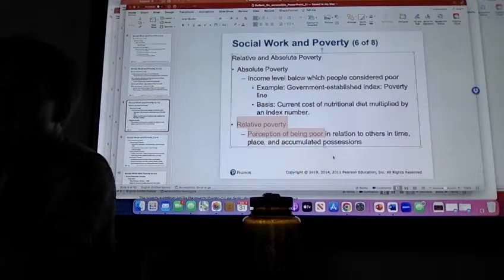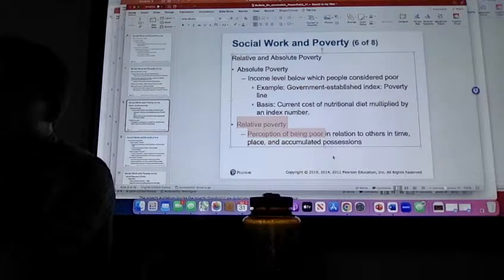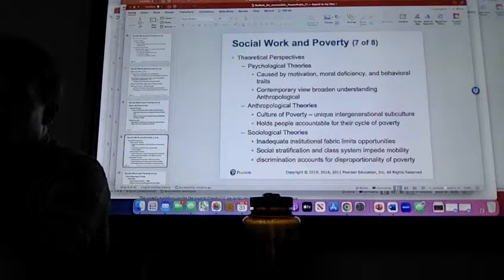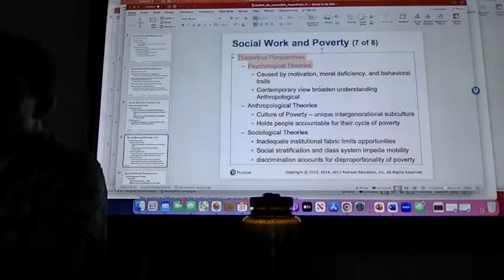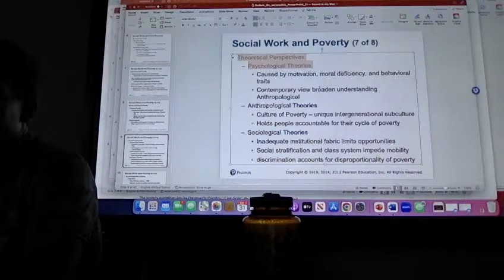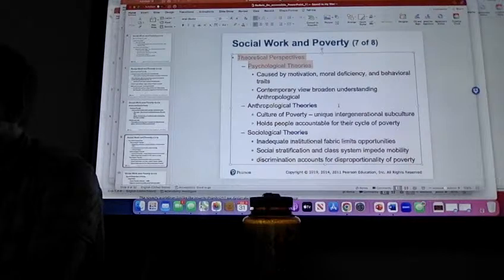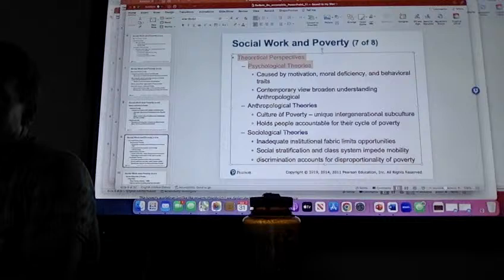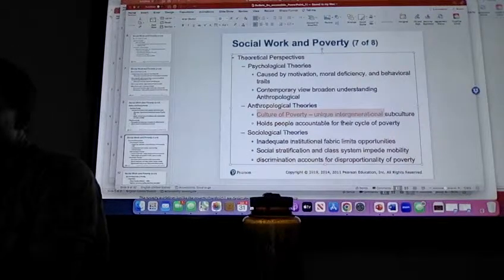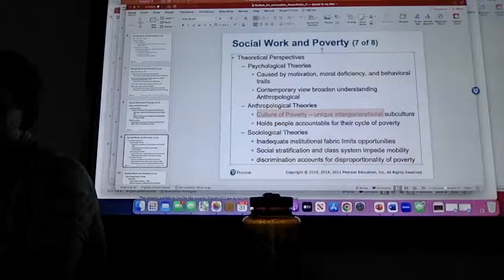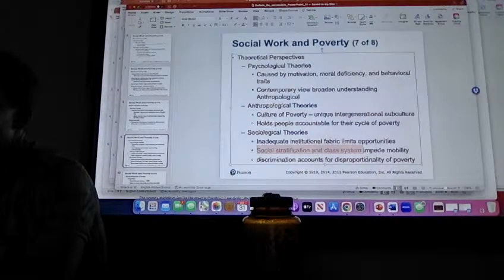So relative poverty is the perception of being poor in relation to others in time, place, and accumulated possessions. There's also a psychological theory of poverty, caused by motivation, moral deficiency, and behavioral traits. Also a contemporary view to broaden the understanding. Then there are anthropological theories, that's like human theories. Then the culture of poverty, a unique intergenerational subculture, holding people accountable for their cycle of poverty. And then sociological theories: inadequate institutional fabric limits opportunities, social stratification and the class system impede mobility, and discrimination accounts for the disproportionality of poverty.